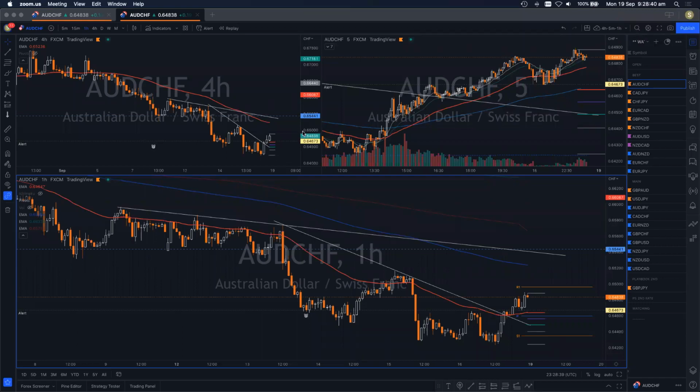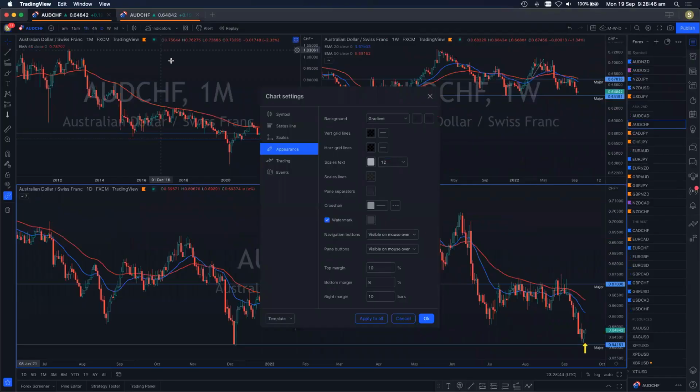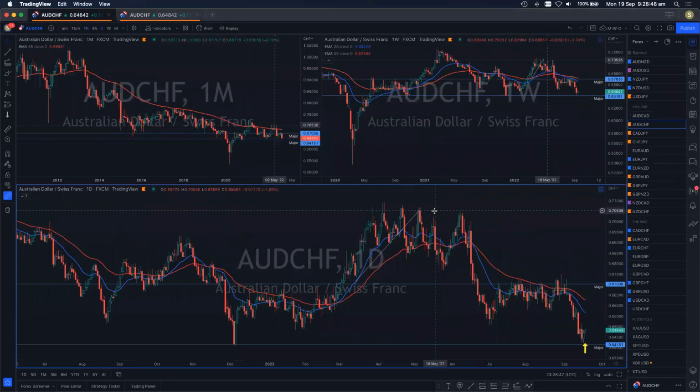Okay, so let's start with Aussie Swiss. We'll go to the higher time frames. Here we go, monthly, weekly, daily. We've got a very strong downtrend that seems to be reversing at this major level. Deceleration is not the best. It's been slowing down, bullish day on Friday.